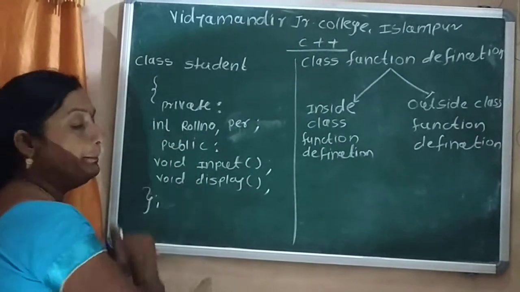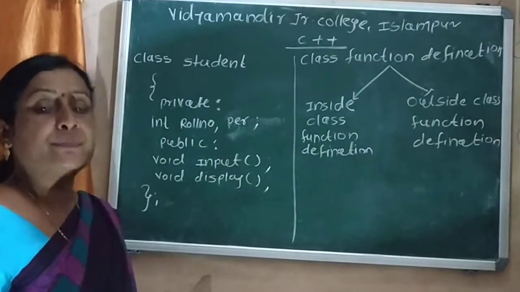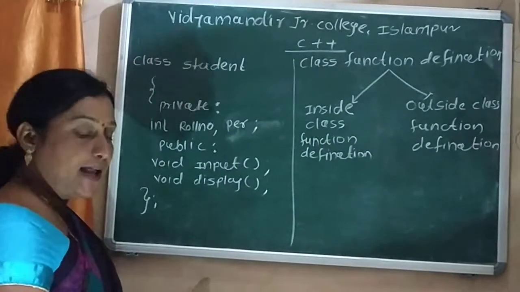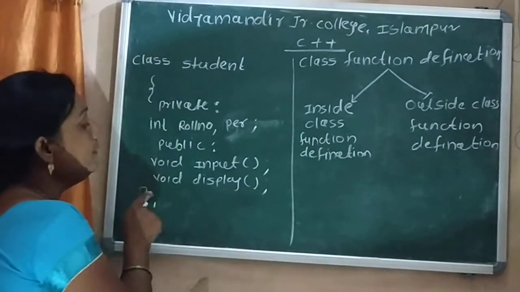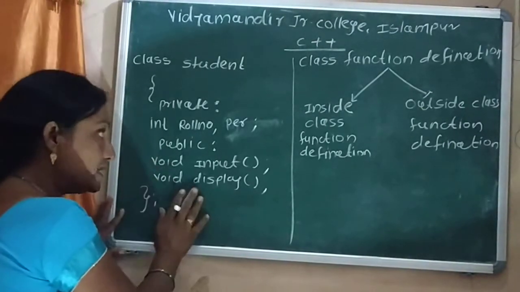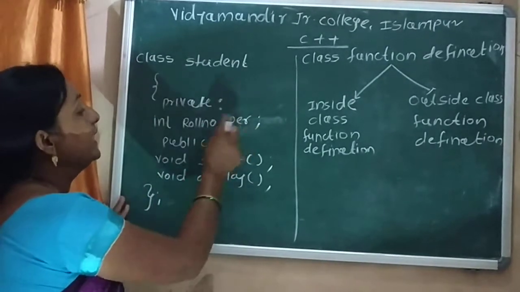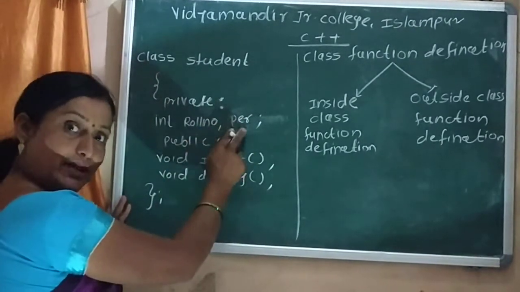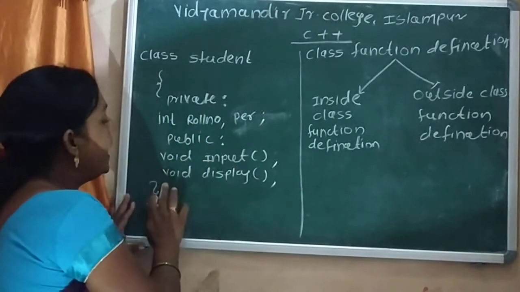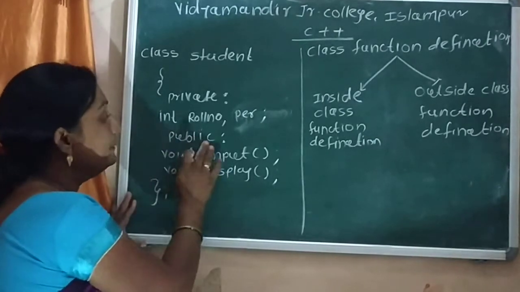Next one is the public section. The variables and functions which we want to use outside the class must be declared in the public section. In this example, roll number and per, the two data members or variables, are declared in the private section, and the functions input and display are declared in the public section.